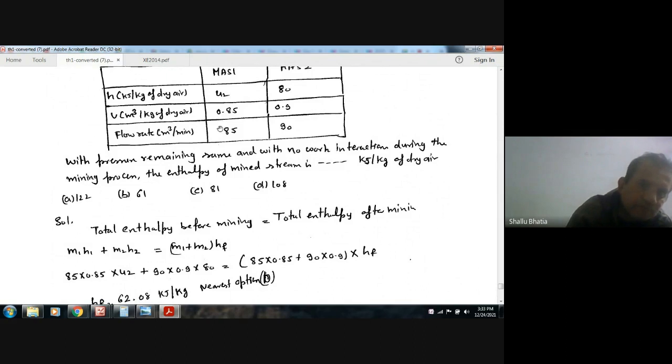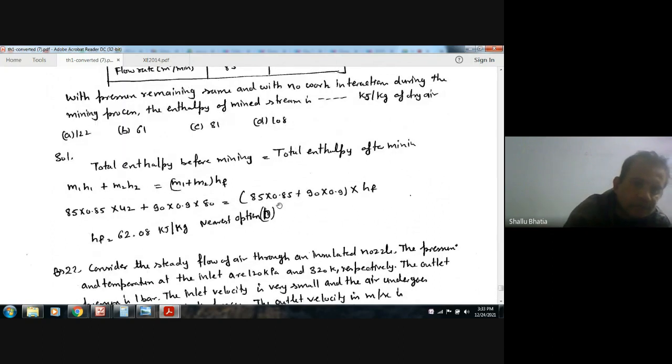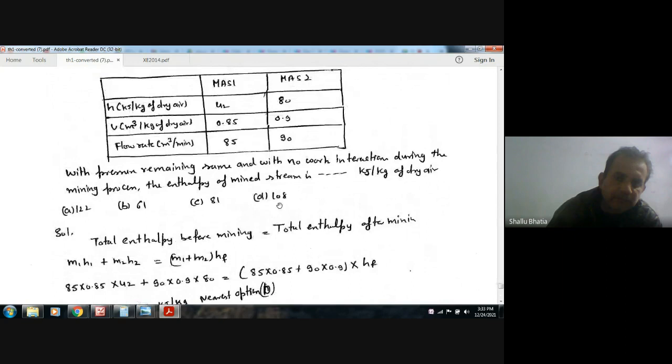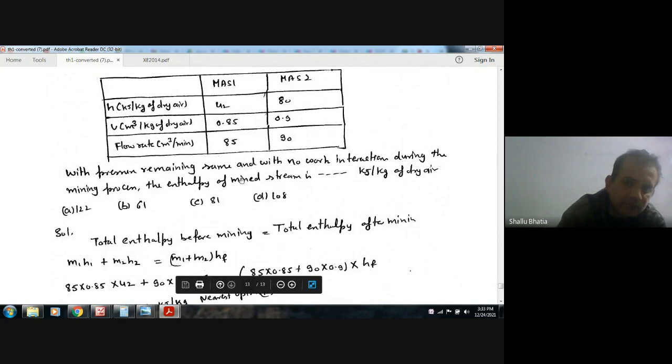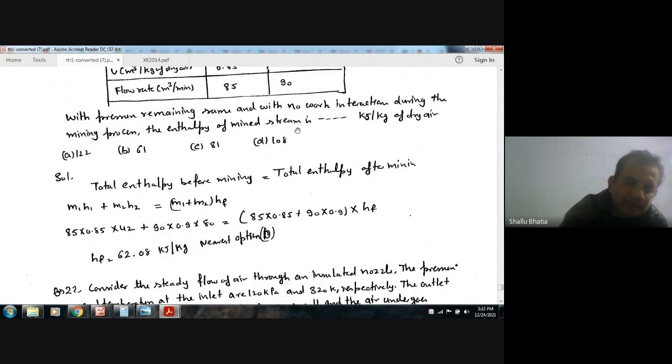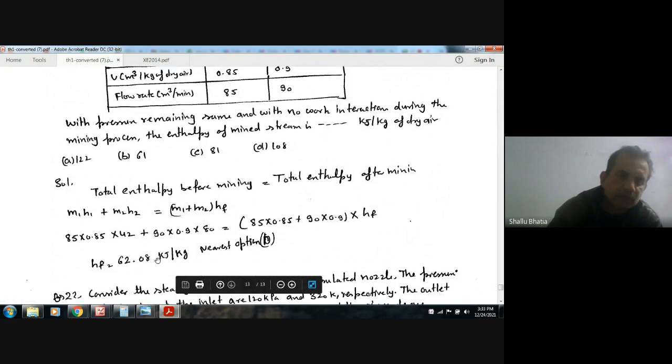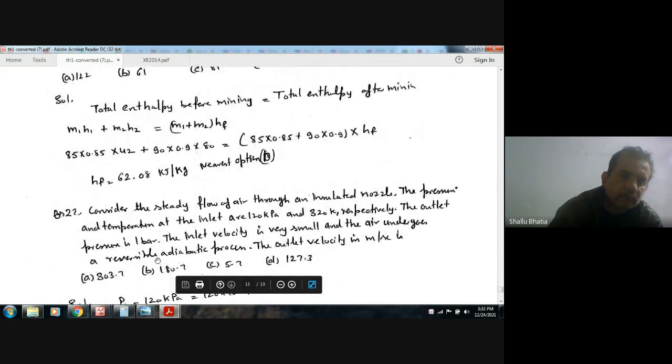Then the mass flow rate multiplied by this H will be the total enthalpy of MAS1. Similarly, we can get 90 into 0.9 as the mass of MAS2, and this is the specific enthalpy, so that will be the total enthalpy. Now the total mass will be 85 into 0.85 plus 90 into 0.9, into HF, where HF is the final enthalpy. So HF will be 68.08. Okay, so the answer is option B.